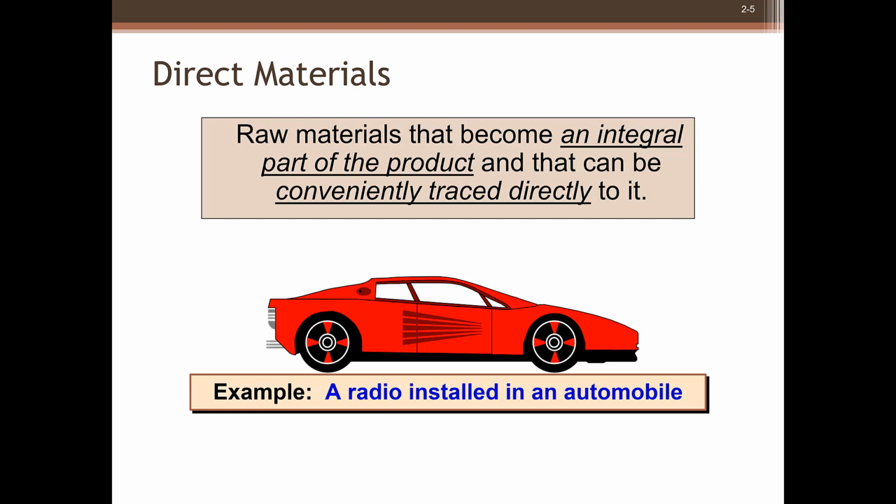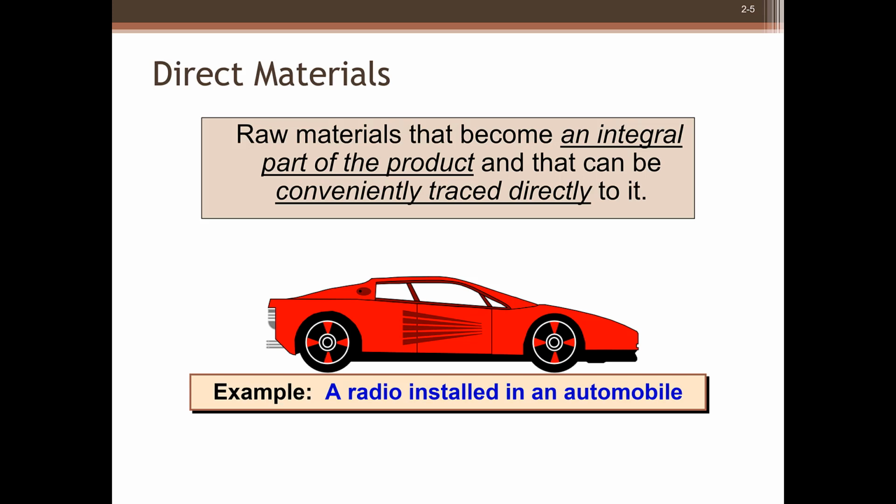Direct materials. Direct materials are raw materials which become an integral part of the product, and can be conveniently traced directly to it. Examples include aircraft engines on a Boeing airplane, the Intel processing chip in a personal computer, or the radio installed in an automobile. Here, please distinguish between raw material and direct material. Raw material is a more comprehensive concept. Direct material may be part of raw material.